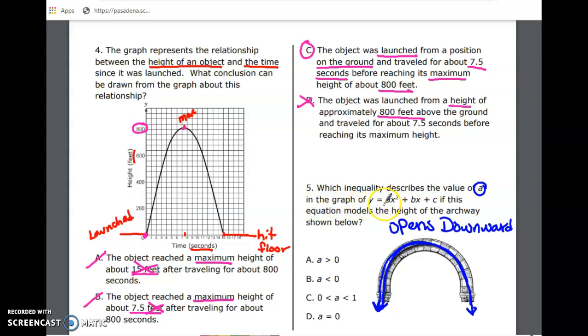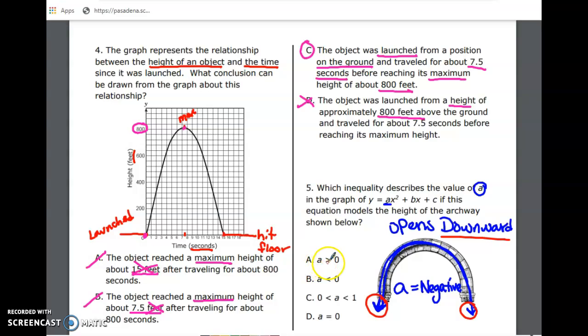In the graph of y equals ax squared plus bx plus c, the equation models the height of the archway shown below. Well, we just said that it opens downward, so I know that my a has to be negative. If it opens downward, it's going to be negative, okay? So my a needs to be negative.